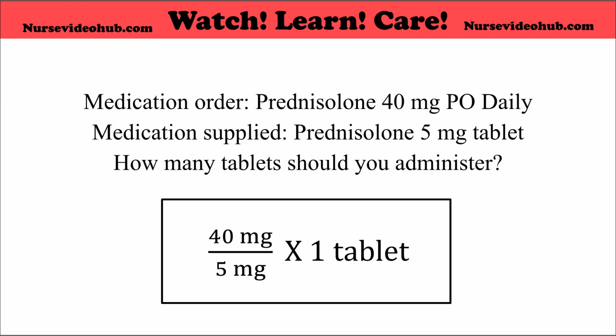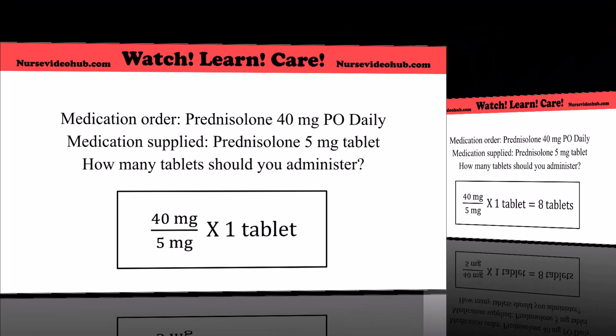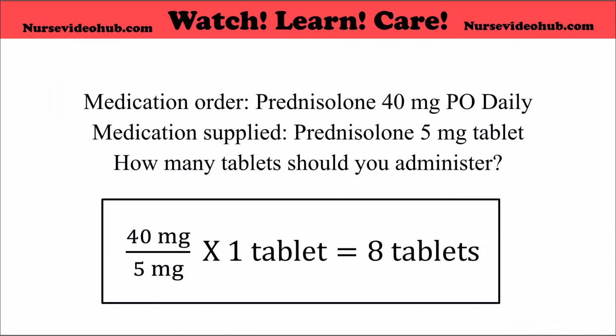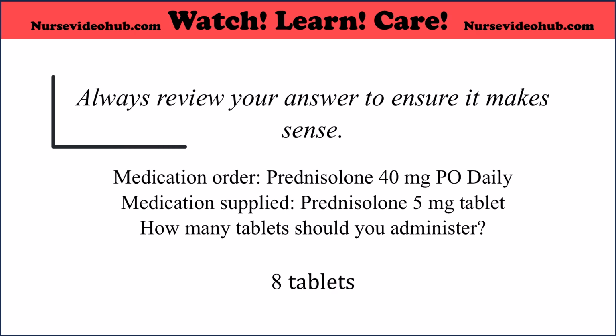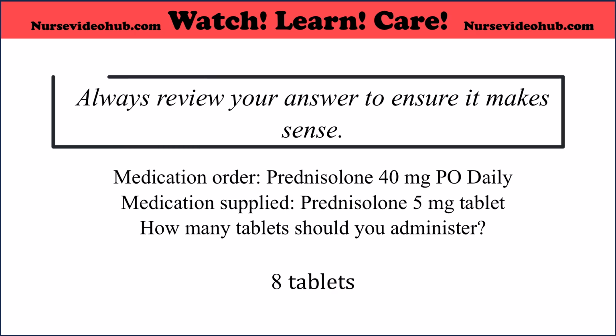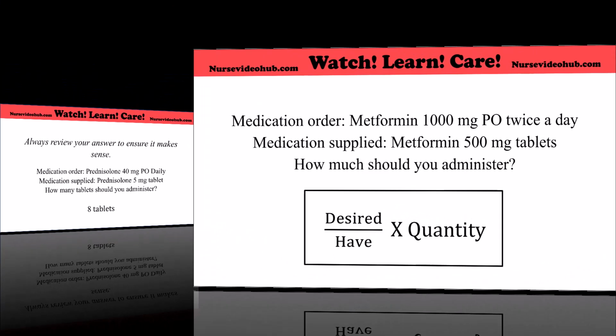The dose you have available is 5 milligrams. Place that in the formula. Solve for the number of tablets to be administered. 40 divided by 5 is 8. Multiply that by 1. You would administer 8 tablets. Always review your answer to make sure it makes sense. Multiply 8 tablets times 5 milligrams equals 40 milligrams.